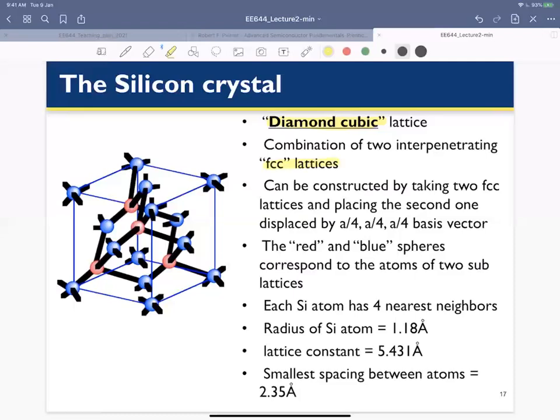So you take two crystals and one crystal is penetrating the other crystal, right? We'll come to that structure. This silicon crystal can be constructed by taking two FCC lattices and placing the second one displaced by a/4, a/4, a/4 basis vector. I'll come directly to it, right?